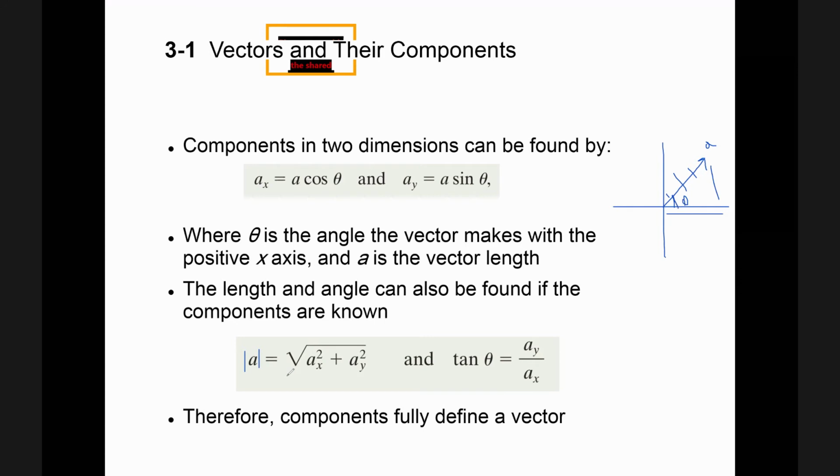Another thing, what if you don't know the angle theta and you know ax and you know ay? Tell me the angle. Well, I can know the angle if I know the lengths of the triangle sides, two sides out of three, I can find the angle. So tan theta is what? Opposite divided by adjacent. What is the definition of the tan?